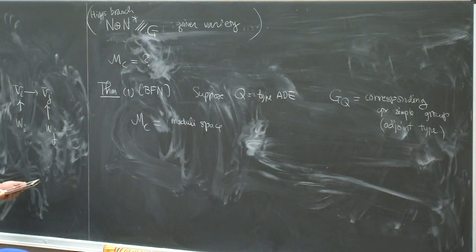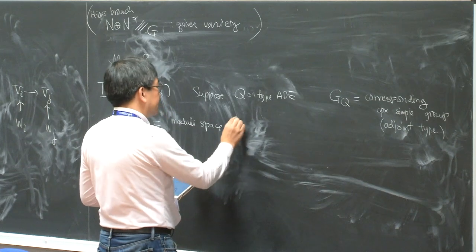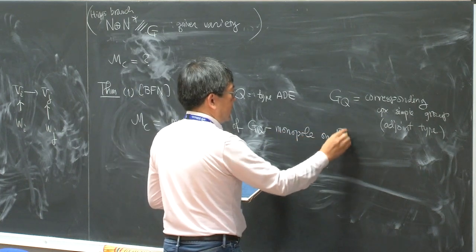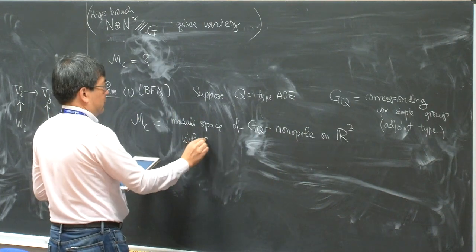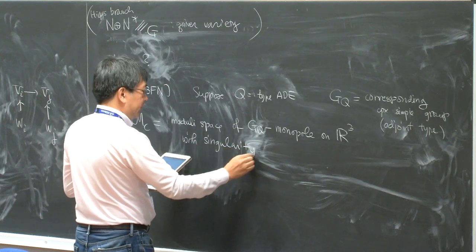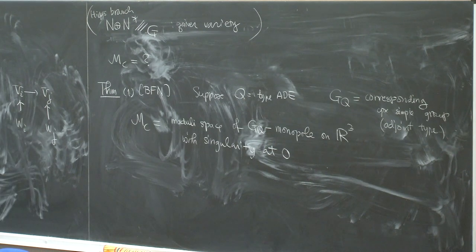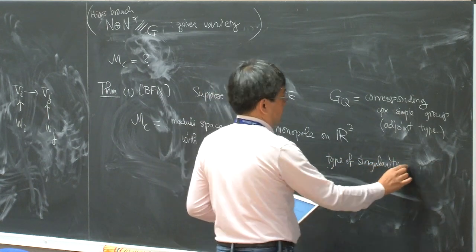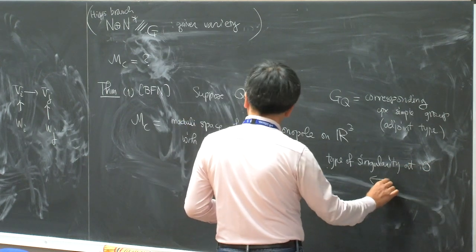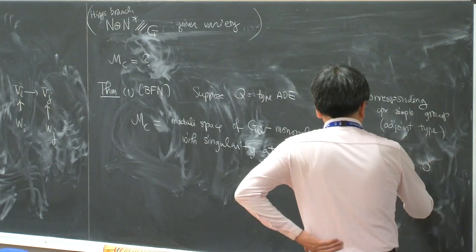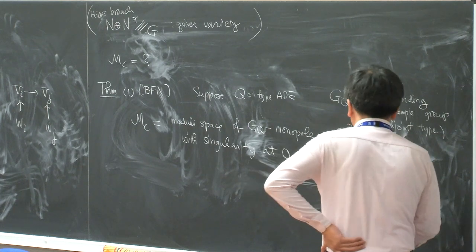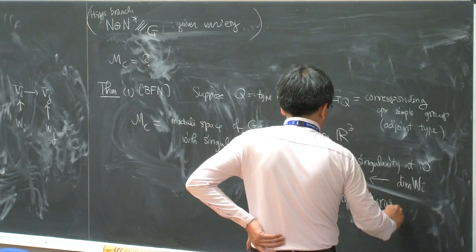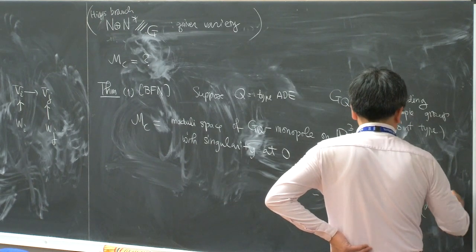the moduli space of G_Q monopoles on R^3 with singularity at zero. I'm cheating a little bit, so I will explain a more precise statement afterwards. The type of singularity at zero is given by, I will not describe the details of this. But anyway, this data is determined by those dimension vectors. And there is also the notion of so-called monopole charge. This is determined by dim V_i for i.